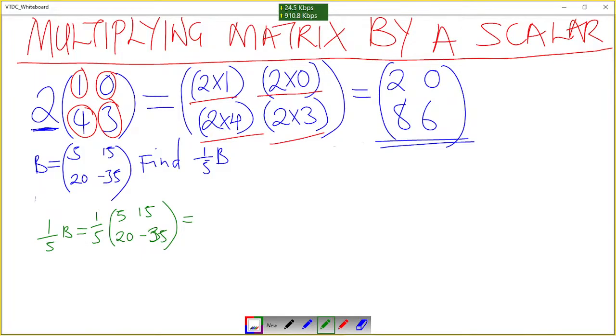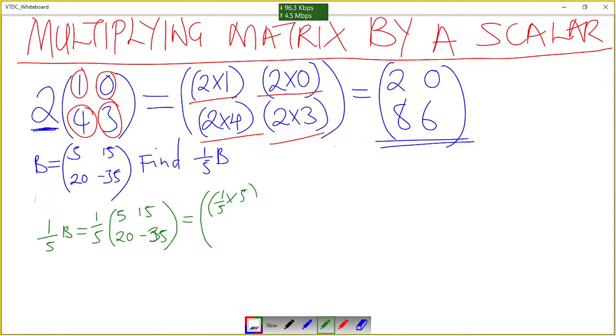Okay, now once we have done this, the next thing we need to do is open a bracket. Then we open a smaller bracket like we did earlier on. Then we multiply 1 over 5 by 5. What happens when you are multiplying a matrix by a scalar? You multiply every element of that matrix by the scalar given. In this case, the scalar given is 1 over 5. So we're going to multiply every element in matrix B by 1 over 5. So it's 1 over 5 times 5.